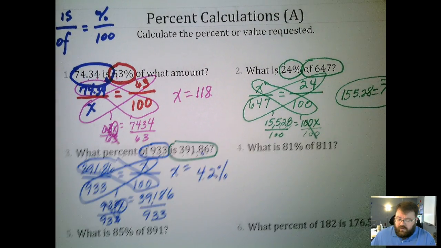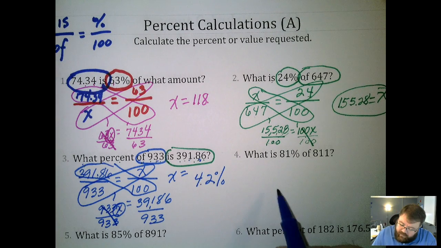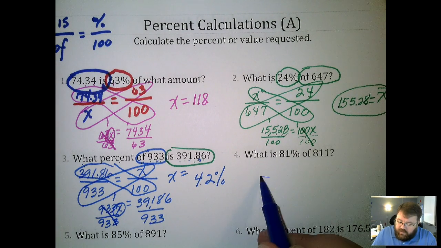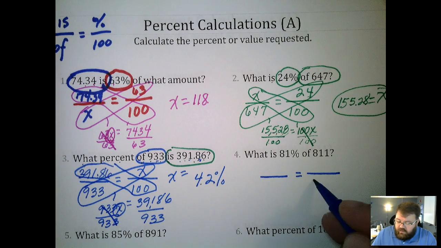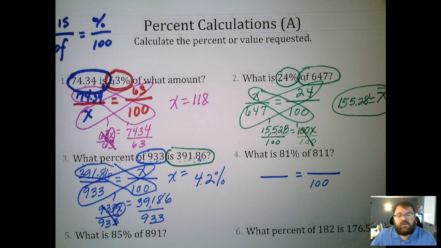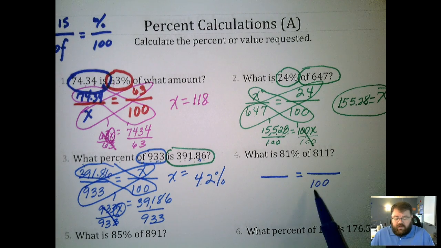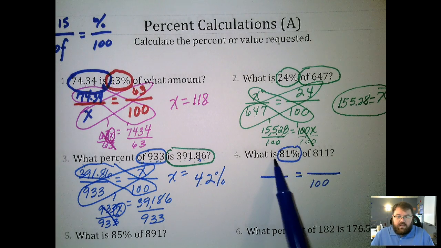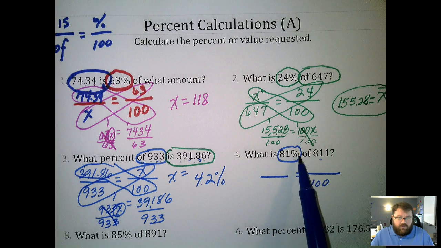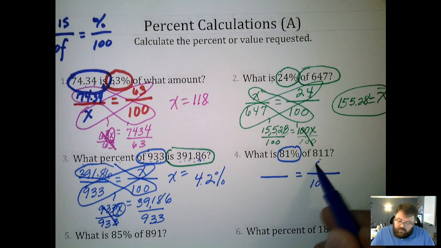Let's do number 4. Number 4, start off by saying line is equal to line. Your constant is the 100. From here, look for your percent. That's the second thing I'm going to do after setting this up. So I have a percent here, and it doesn't matter is or of. When a number has a percent with it, it will go above the 100, always. So I'm going to put 81 here.